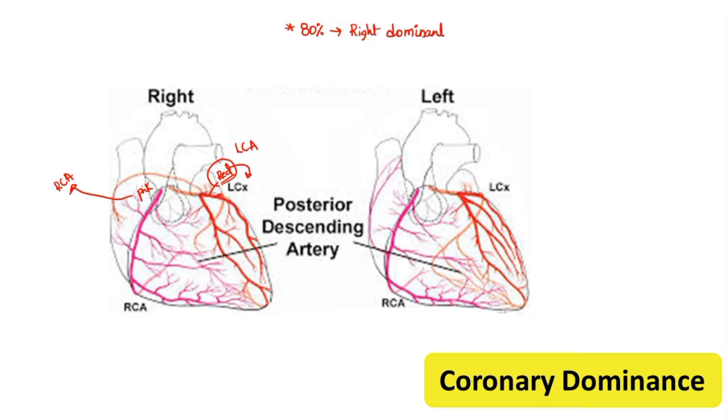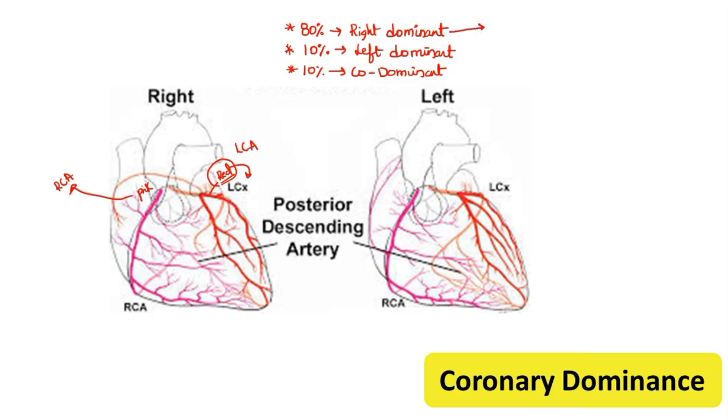So, in 80% of the population, the heart is right dominant. Okay? In 10% of the cases, the heart is left dominant, and the remaining 10%, the heart is codominant. So these are just facts. Now let us try to understand what they exactly mean.